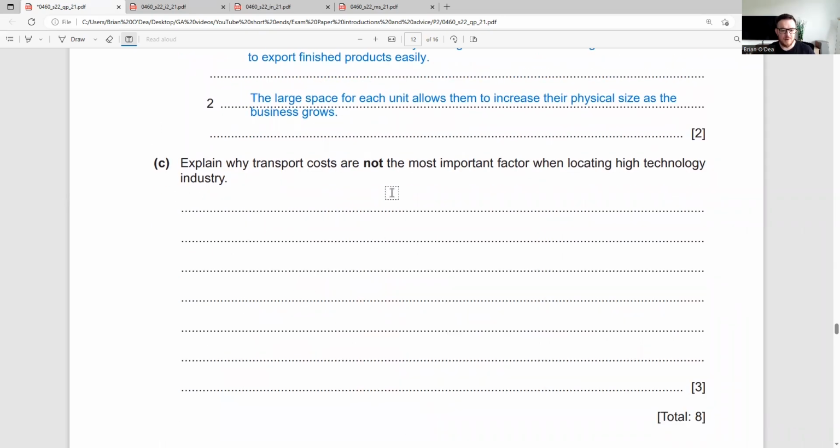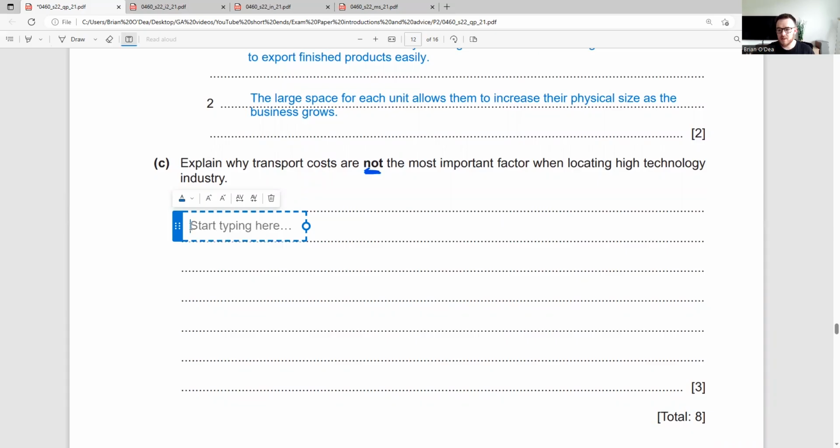Explain why transport costs are not the most important factors when located in high industry. It's 3 marks. So I would say 2 developed points is probably enough here, or you could do 3 basic points. So I should look at this question and think about that. Also when you're going through this, they've highlighted that, but be really sure that you're understanding the question, okay? In this one, it's why transportation is not the main important factor, the cost of transportation.